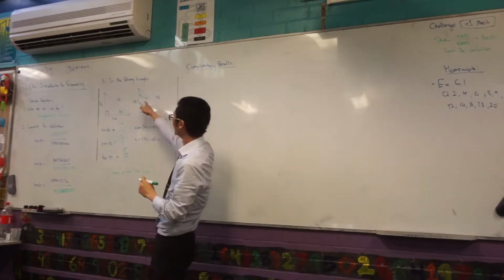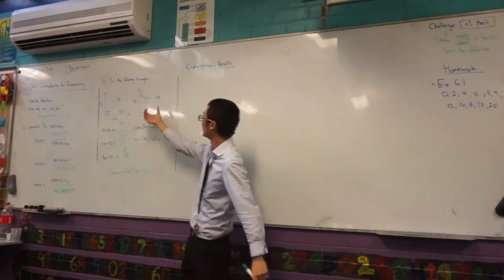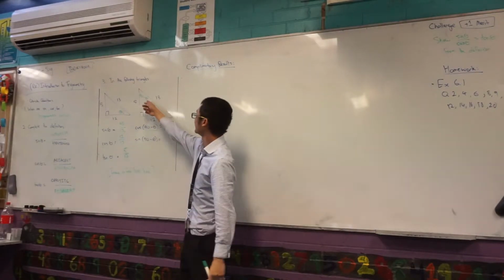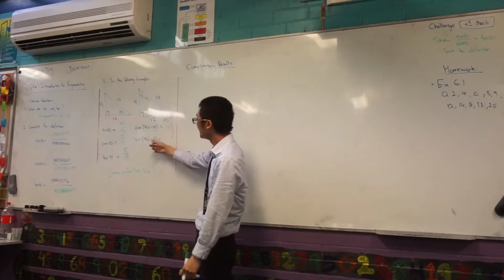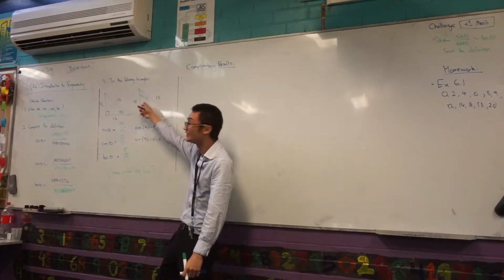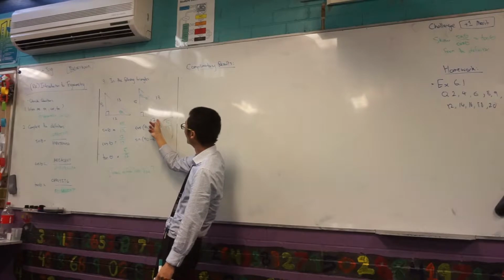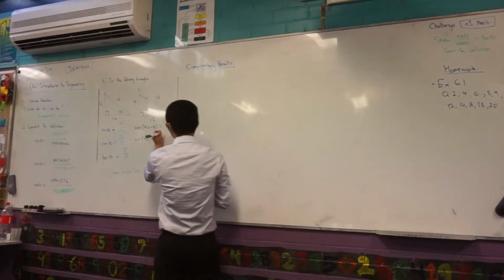Sine 90 minus theta. Okay, so this one was a little bit different, right? I had this triangle here, and I said the adjacent over the hypotenuse is 5 over 13. Sine 90 minus theta, I'm looking at this angle here. I know that's going to be the opposite over the hypotenuse. That's going to be 12 over 13.